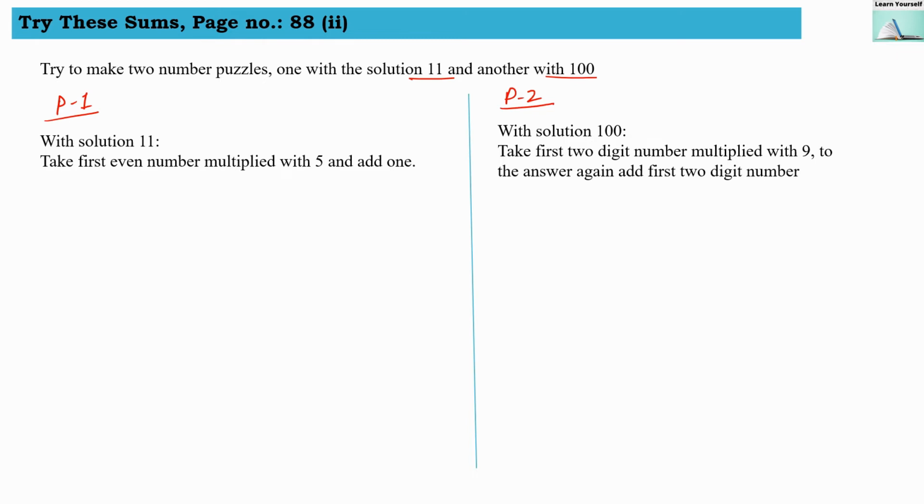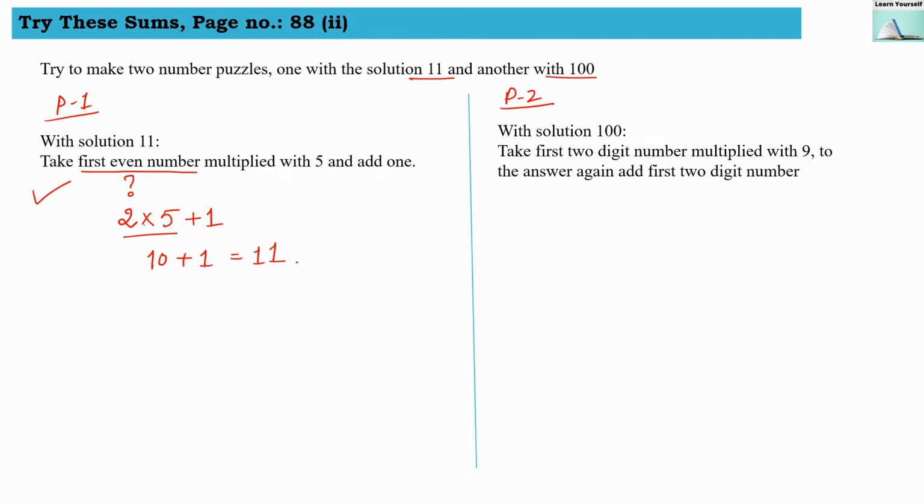So let us see this puzzle: take the first even number, multiply it with 5 and add 1. Now we have to find out what this first even number is. Even number, and that too the very first even number is 2. We have to multiply 2 with 5 and then after that add 1. So when we multiply this, we will get 10 and by adding this 1, we will get the solution as 11. So this is going to be our first puzzle.